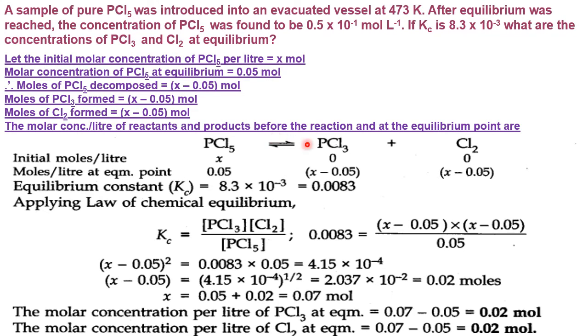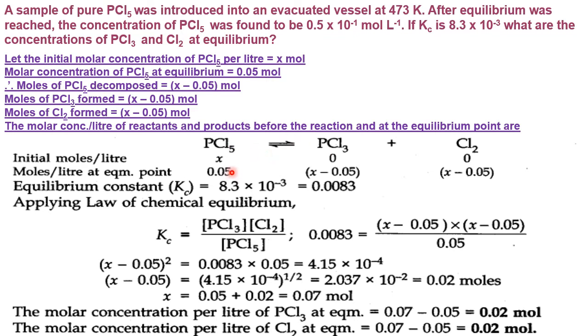So this is a chemical equation, decomposing PCl5 to PCl3 and Cl2 at equilibrium. Let us presume the initial molar concentration of PCl5 per liter equals x mole. How much product is found? Nothing, because the reaction has not yet started. It is the initial concentration.